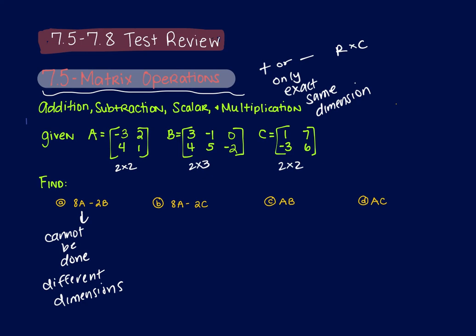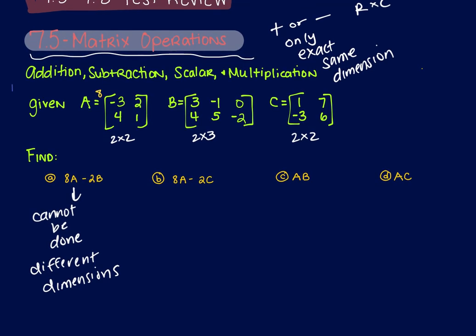For B, now you're doing A and C, and those are both 2 by 2, so you can do that. So I would do 8 times A here. I'd get negative 24, 16, 32, 8. And then I'm going to distribute a positive 2 and subtract. If you did a negative 2, you can add. But I'm going to keep it so that it's a positive 2 distributed. That would be 2, 14, negative 6, and 12.